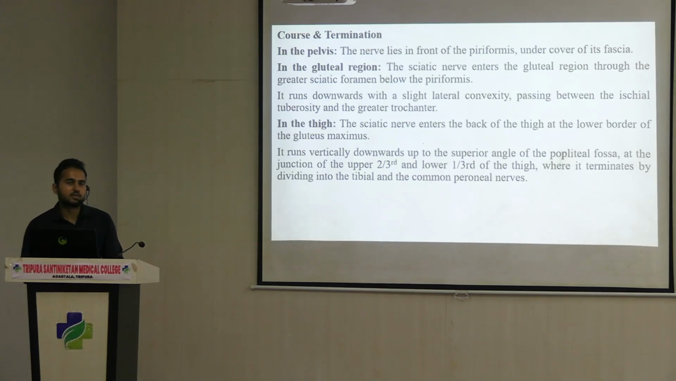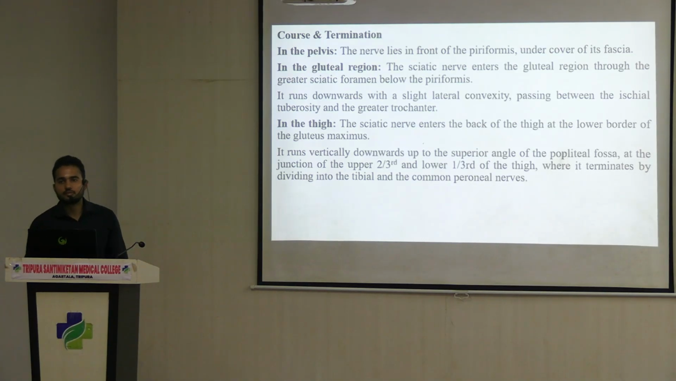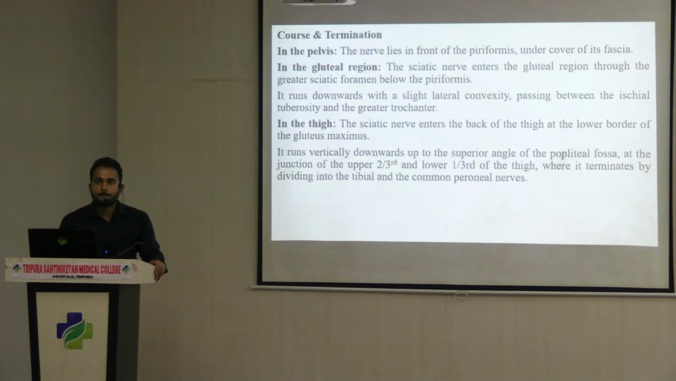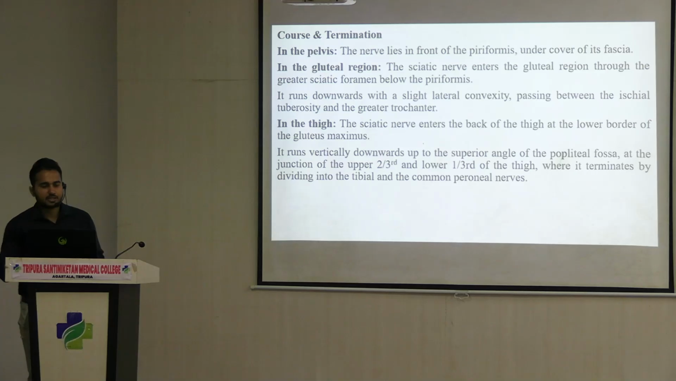Next, how does it enter the gluteal region? It enters the gluteal region through the greater sciatic foramen. As you can see, it enters the gluteal region through the greater sciatic foramen below the piriformis. We have studied the piriformis muscle, which divides the greater sciatic foramen into two parts, the structures passing above piriformis and below piriformis. So this is passing below piriformis.